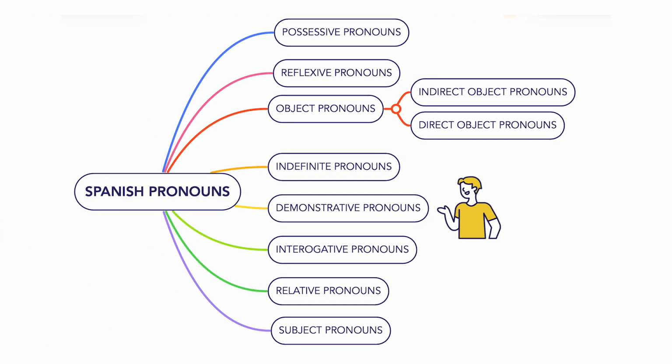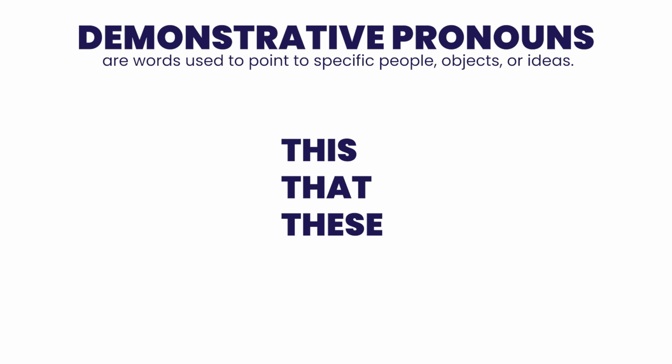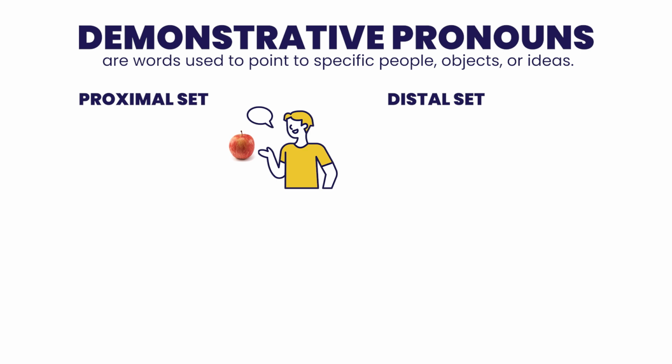Spanish demonstrative pronouns. Spanish demonstrative pronouns are words used to point to specific people, objects, or ideas. They are similar to English demonstrative pronouns like this, that, these, and those. There are 2 sets of Spanish demonstrative pronouns: the proximal set and the distal set. The proximal set is used to refer to things that are closer to the speaker, while the distal set is used for things that are farther away.